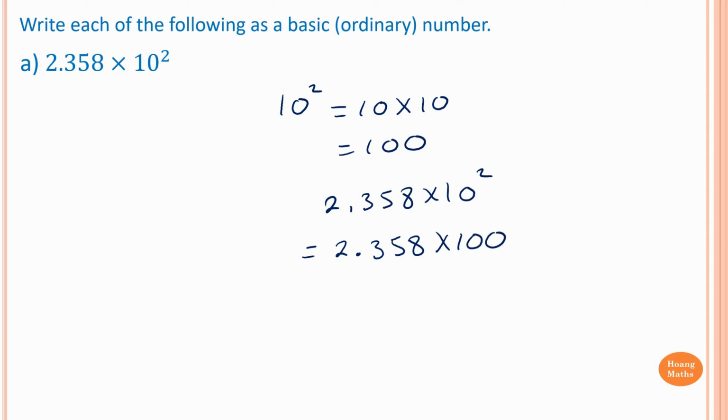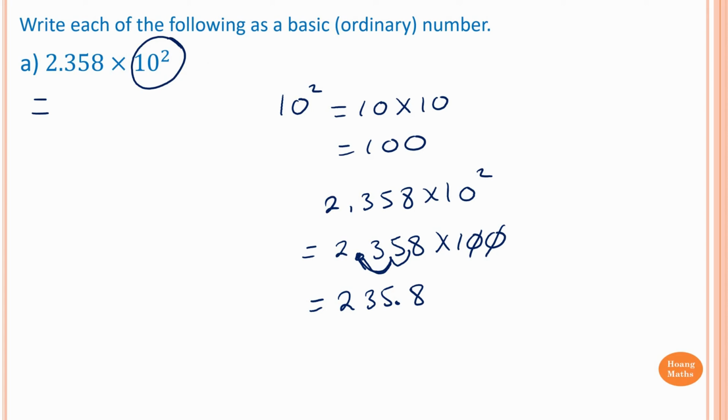Now, because you times a number which is more than 1, that means the number is getting larger. So this decimal point here, we move to the right. Because if you move 1, it gives me 23 instead of 2.3, right? We move another 1. So that means 235.8 times 1. So it's equal to 235.8.